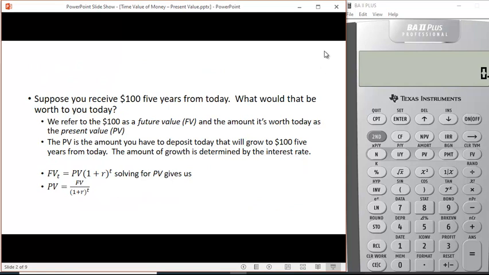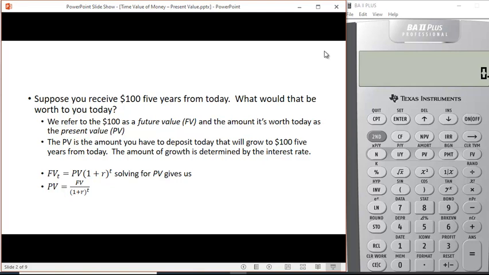So suppose you receive $100 5 years from today. What would that be worth to you today? So we refer to the $100 as the future value and the amount it's worth today as the present value. The present value is the amount you have to deposit today that will grow to $100 5 years from today. So the amount of growth is determined by the interest rate.